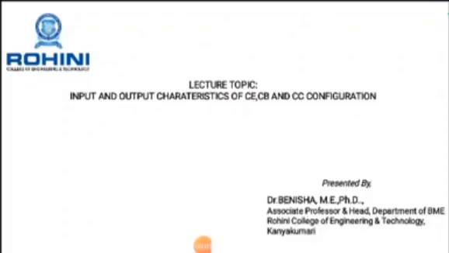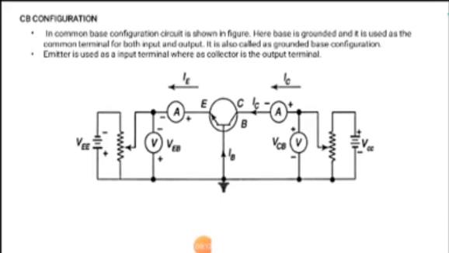In this video, we are going to discuss the input and the output characteristics of CE, CB and CC configuration, that is common emitter, common base and common collector configuration. So in simple, what is common base configuration? Common base configuration is nothing but the base terminal should be grounded.